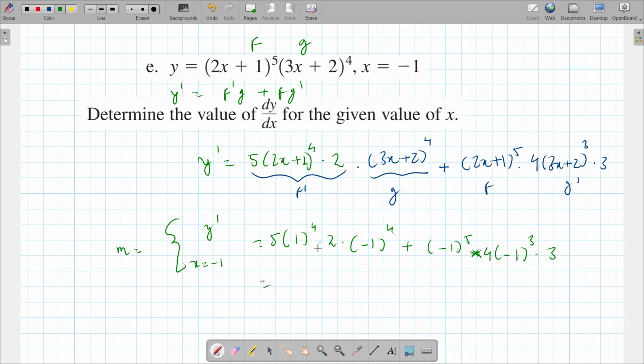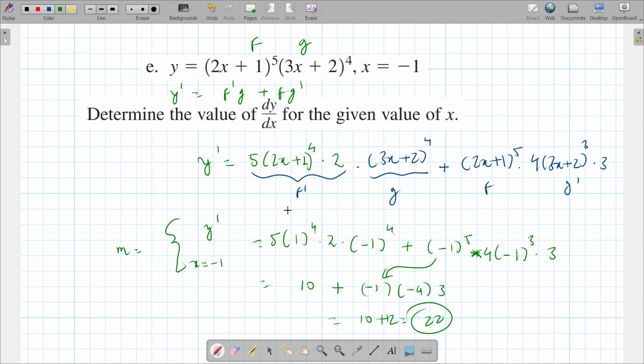So the entire thing is 5 times 2, 10, minus or plus -1. This is -1. That's -4. That's 3. So this is 10 plus 12, 22, final answer. And there we go. So that is an example of a product rule.